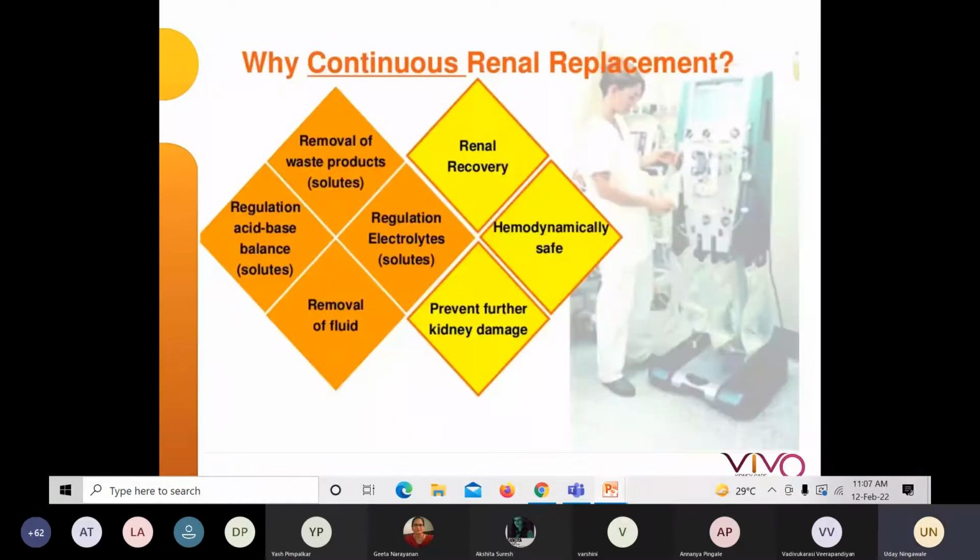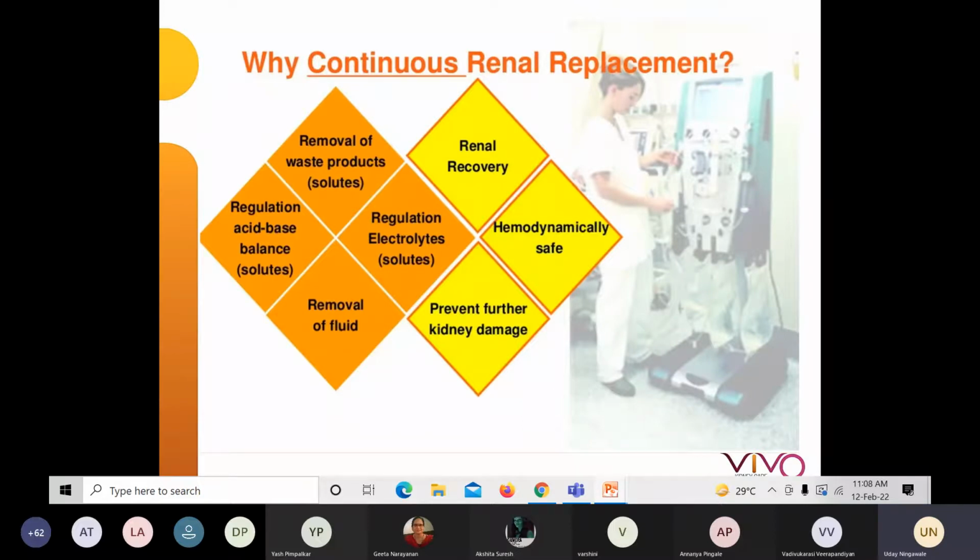Now, the modalities available are 4 hours of dialysis treatment, twice a week or thrice a week. But in these cases, why do we need continuous renal replacement? For removal of waste products, as you saw in the previous slide, and additionally, renal recovery is needed. Once the kidney fails, if that load is taken over by one of the modes of dialysis therapy, the kidney gets a chance to recover, and there is a chance of recovery of around 90% in the acute stage of kidney failure.